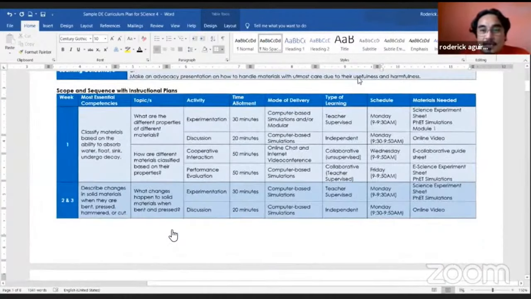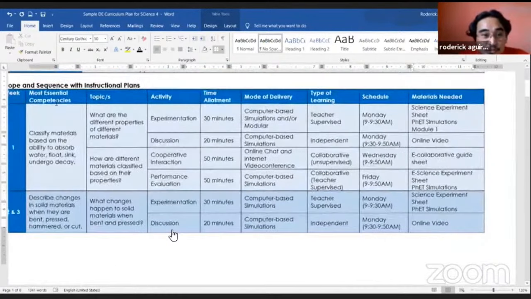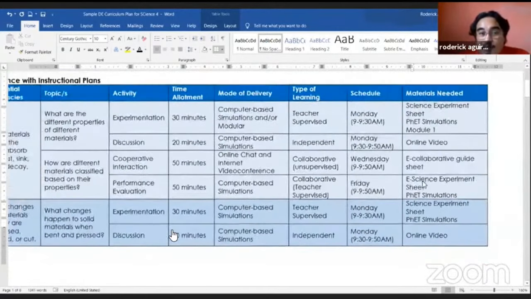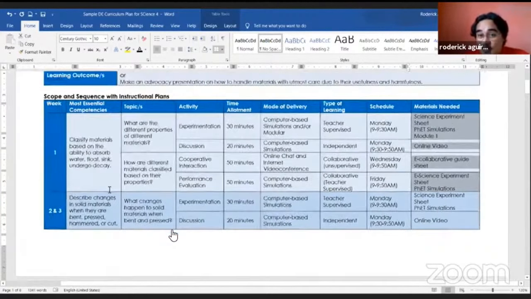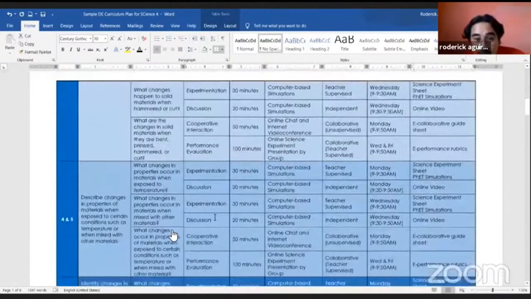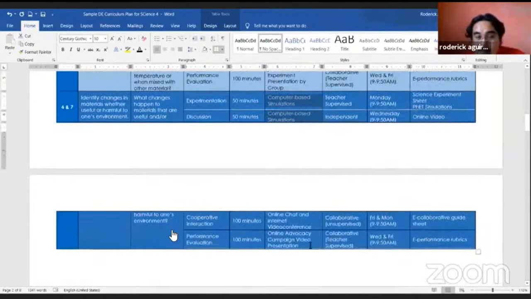Nakuha po ba natin? So kung titingnan mo, hindi muna dapat si teacher nagsusulat ng modules. Ito muna ang gagawin niya. Paplanuhin niya muna paano isasaayos ang mga learning competencies, anong activity, anong time allotment, anong mode, anong type of learning, anong schedule, at anong materials, para ito ay maaprubahan na. Okay, naaprubahan na po itong scope and sequence hanggang last quarter. Science experiment, PhET, nakalagay nga dito. So computer-based simulations, ang gagawin ng bata dito ay gagawa ng online advocacy campaign.